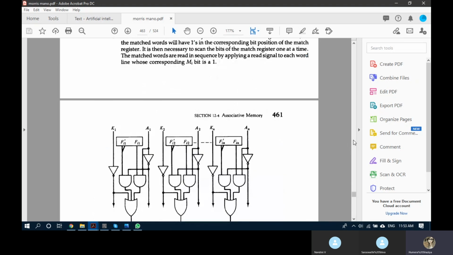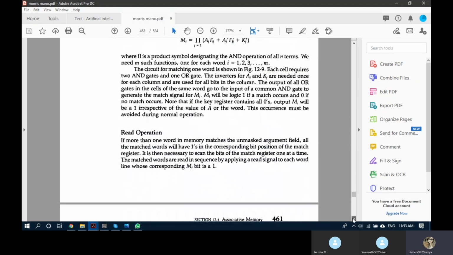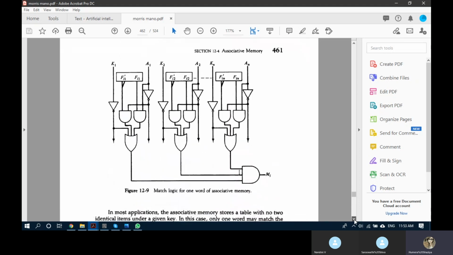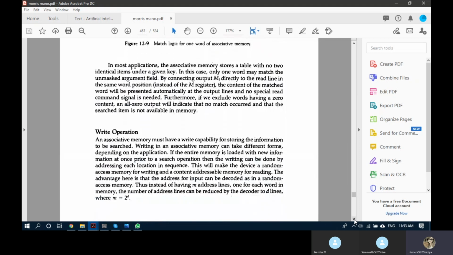Okay, so what happens in read is, if more than one word in memory matches the unmasked argument field, all the matched words will have 1 in the corresponding bit position of the match register. Match register will contain ones, and you read that content. Write is, randomly, you can write anywhere.